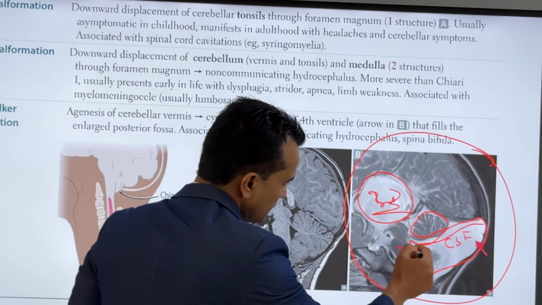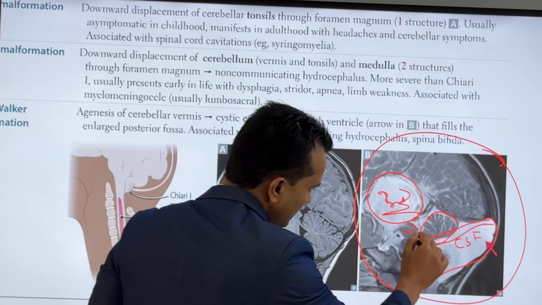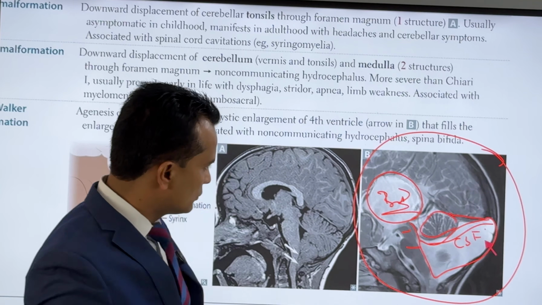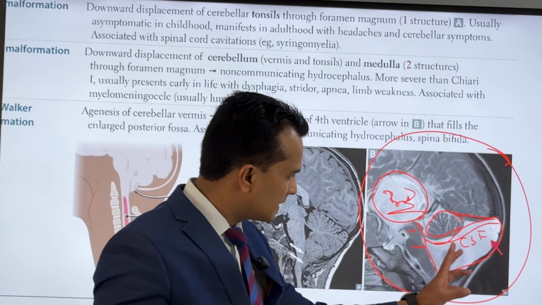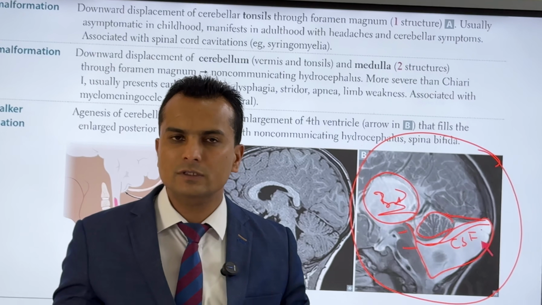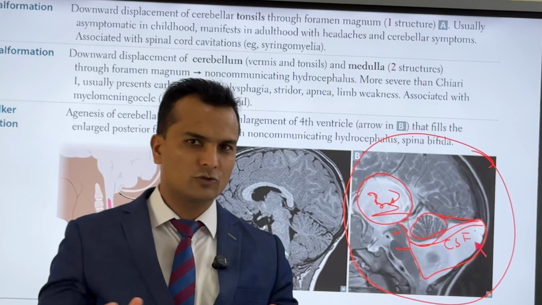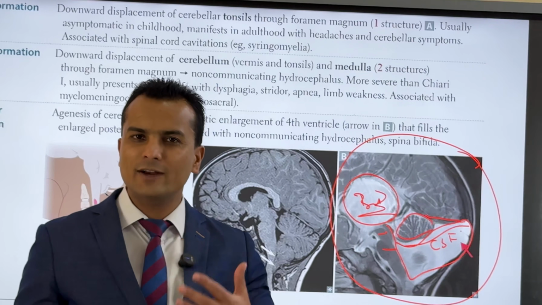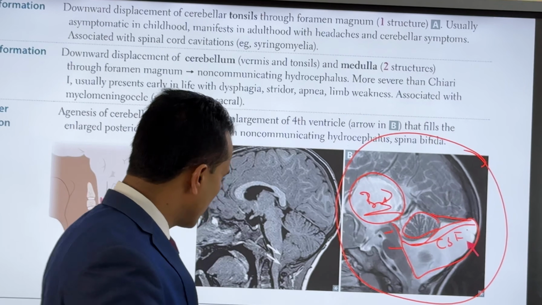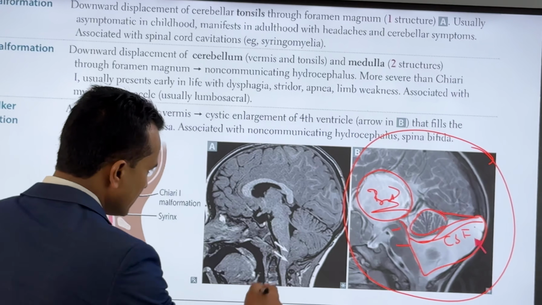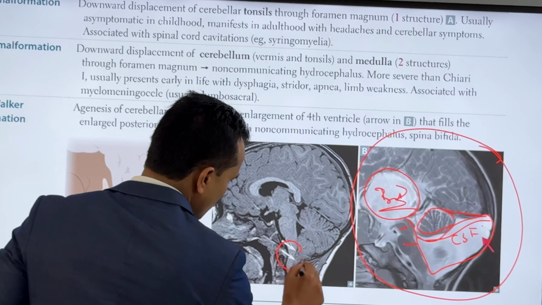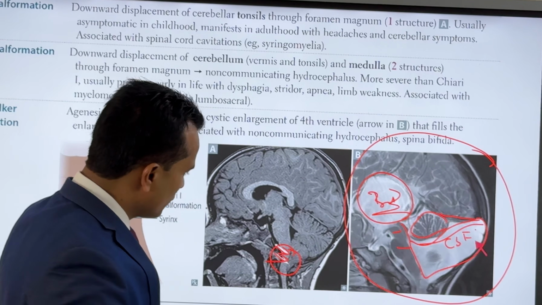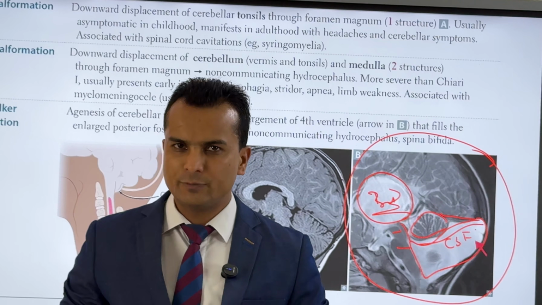This is your pons, this is the midbrain, and this is the aqueduct of Sylvius. Here you can see this upper part is the straight sinus. This cystic enlargement of the fourth ventricle due to the absence of the vermis is called Dandy-Walker syndrome, and it is also very severe because it may lead to non-communicating hydrocephalus. And on this image you can see there is displacement of two structures, the cerebellar tonsils and the vermis. So this type of defect is called Chiari type 2 defect.